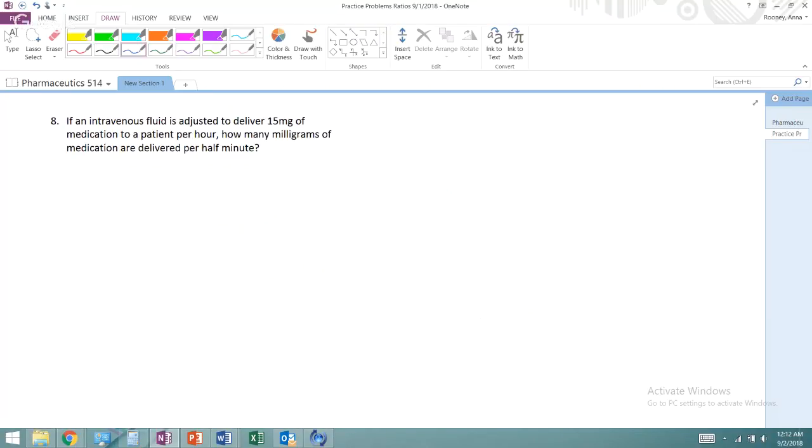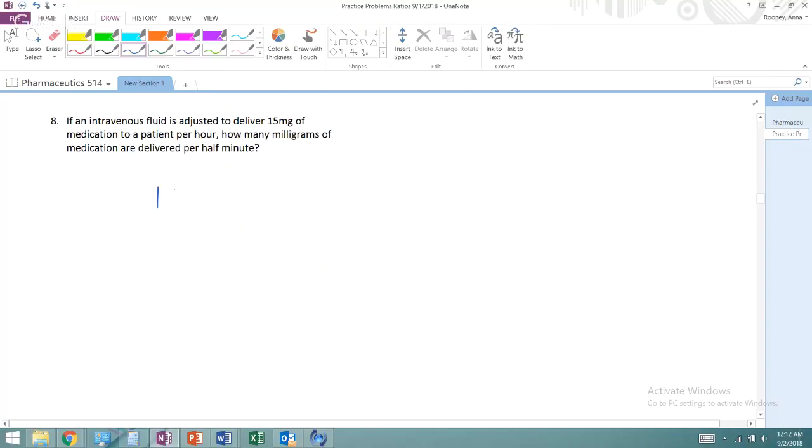All right. If an intravenous fluid is adjusted to deliver 15 milligrams of medication to a patient per hour, how many milligrams of medication are delivered per half minute? What? I don't think I've ever seen half minutes in my life. Usually it's per minute. All right.